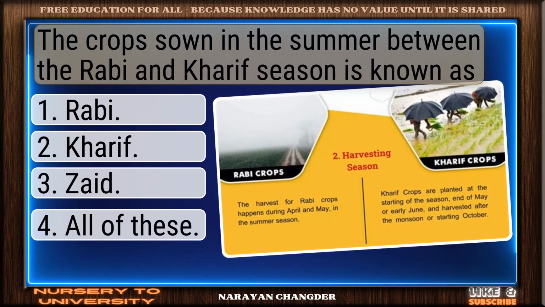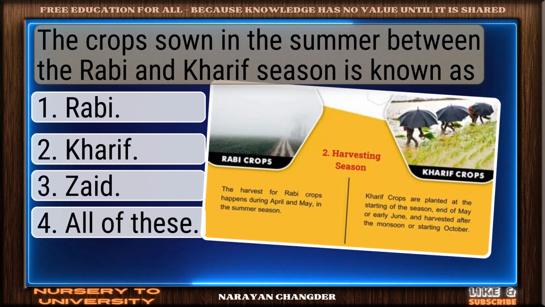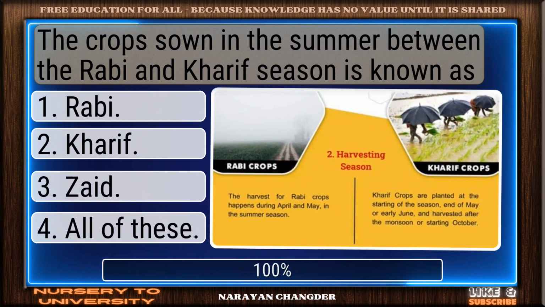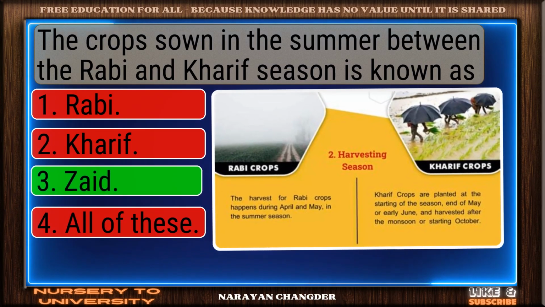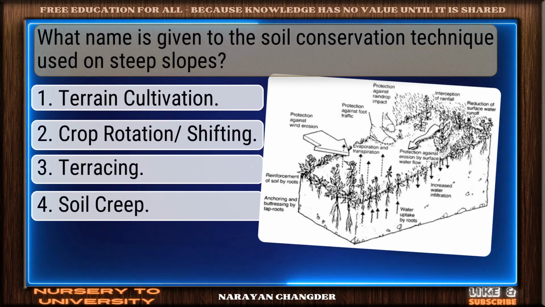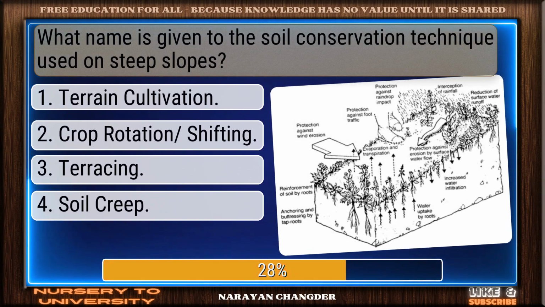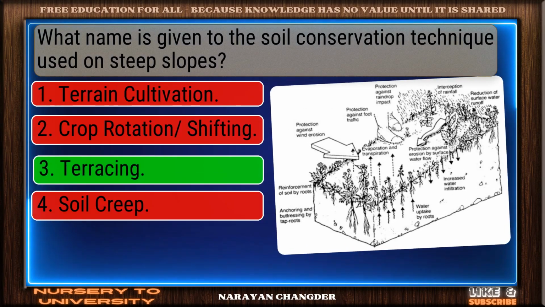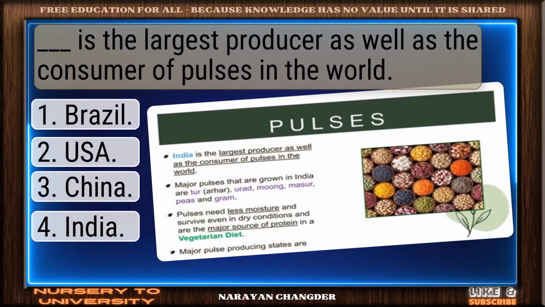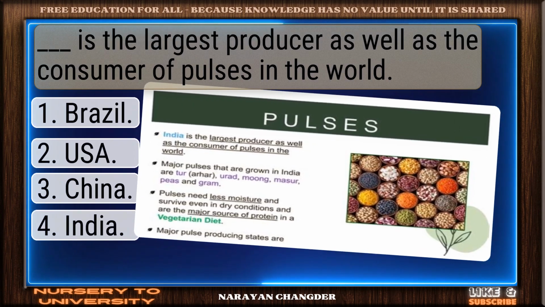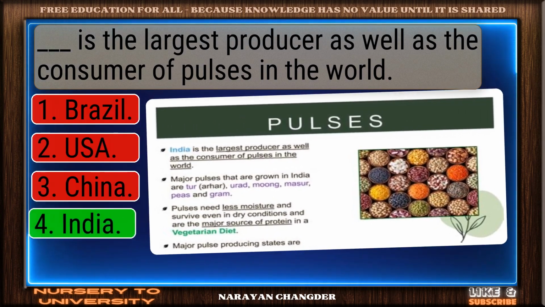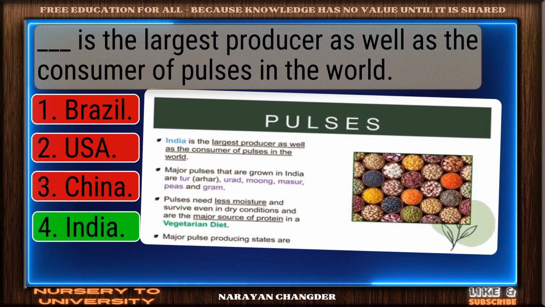The crop sown in the summer between the Rabi and Kharif season is known as. Strong choice. Zaid is right. What name is given to the soil conservation technique used on steep slopes? Nice work. Terracing fits perfectly. India is the largest producer as well as the consumer of pulses in the world. Correct response. India is accurate.